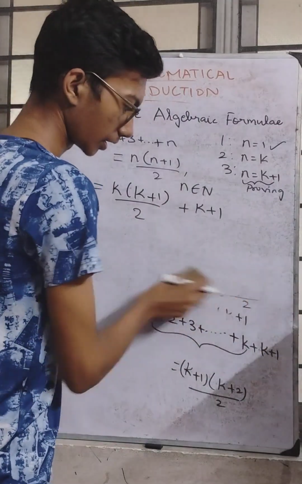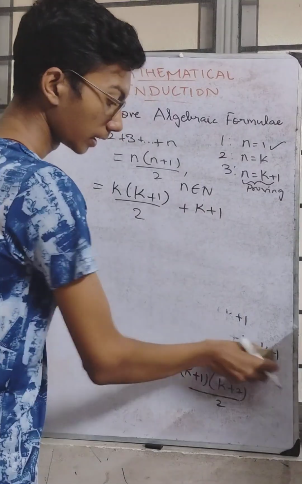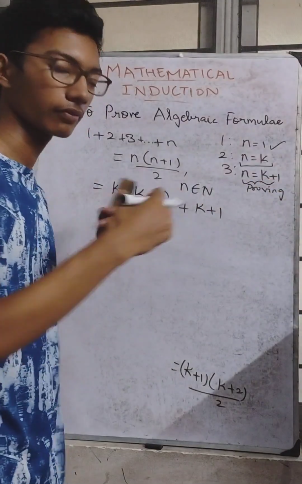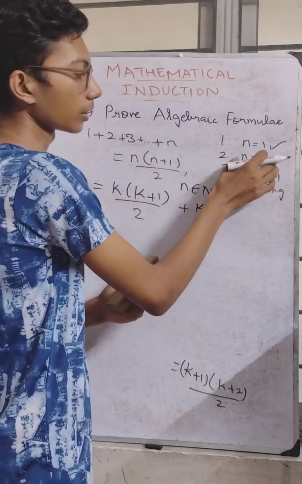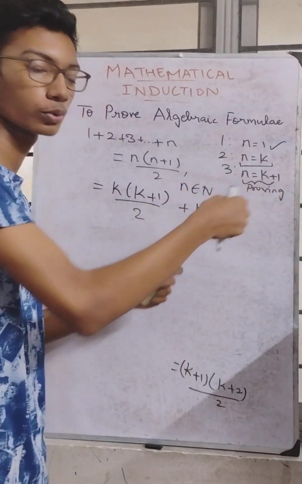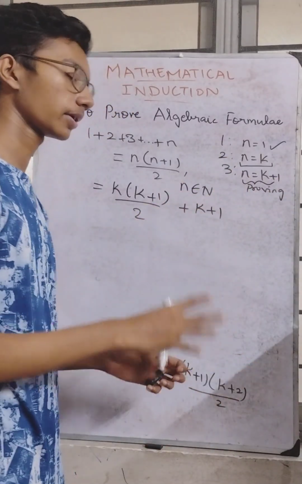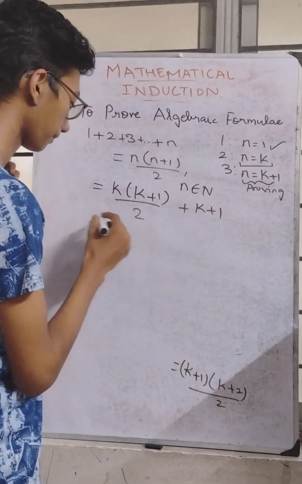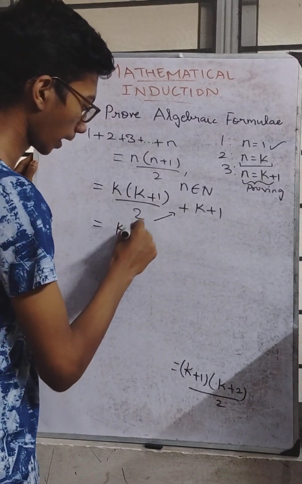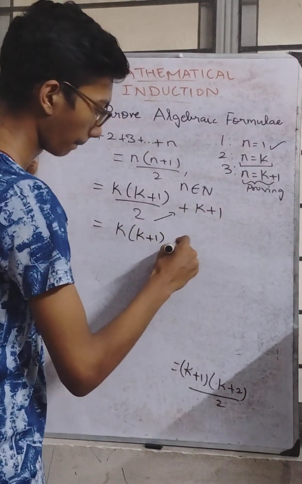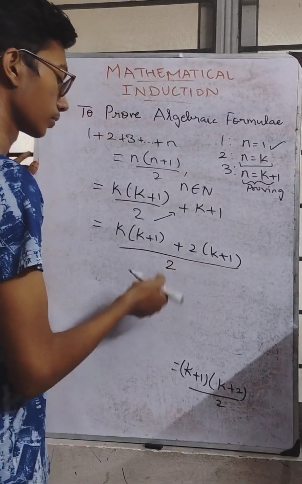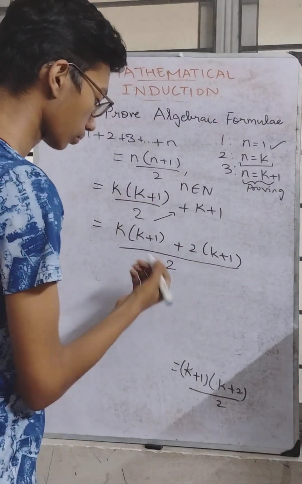So in mathematical induction, that is the thing. We have to use the assuming term, the answer we get from n equal to k that we are assuming. We need to use that assumed term in this expression to prove this. So that is common for any mathematical induction proofs. So we can take LCM and multiply. So we have k of k plus 1 plus 2 of k plus 1 by 2, since we are cross multiplying.